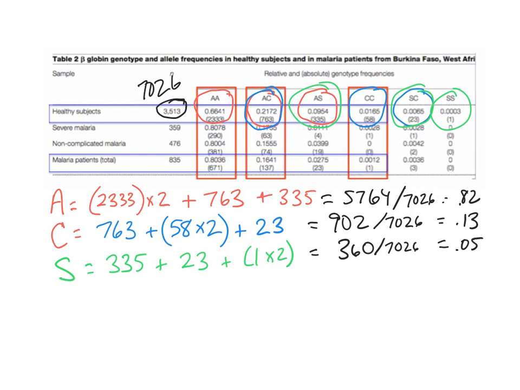And then you can do the same thing for the malaria patients, just using these guys down here. Again, how many alleles do we actually have? Well, we have 835 people times 2, so 1,670. All right, so hopefully you can do the rest of it on your own.